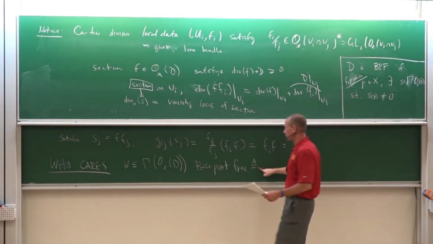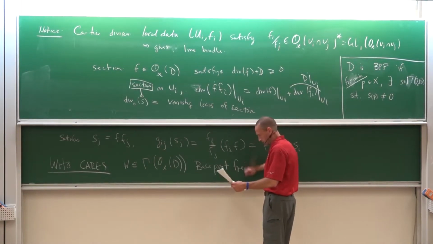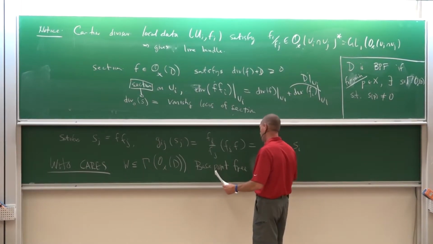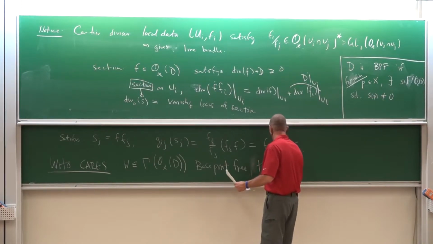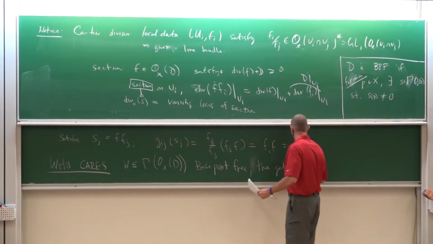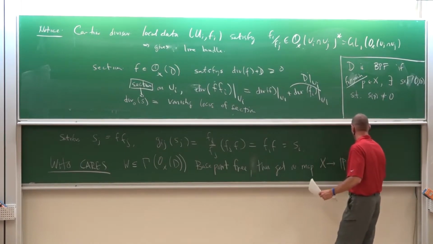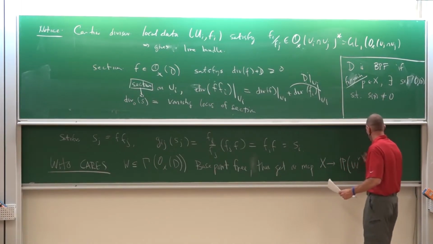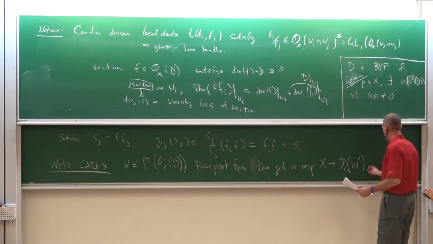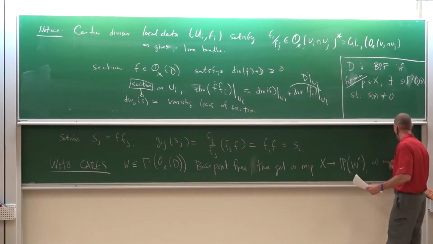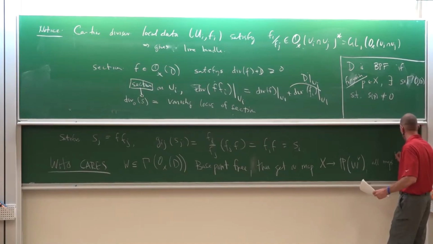And so if D is base point free, then we get a map from X to P of W dual, and all maps to P^n.